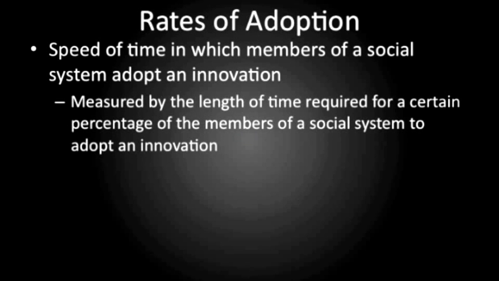Since people are so different, it is hard for an innovation to be picked up quickly by the majority, and as a result, rates of adoption vary. Rate of adoption is defined as the speed of time in which members of a social system adopt an innovation. This can be measured by the length of time required for a certain percentage of the members of the social system to adopt an innovation. Individuals who first adopt an innovation require a shorter adoption period than late adopters.